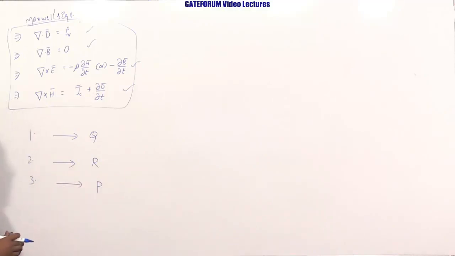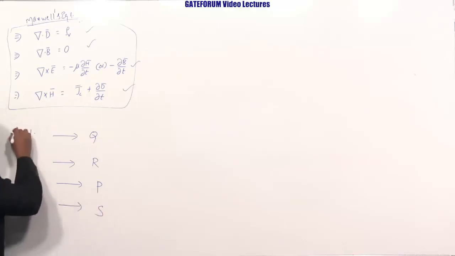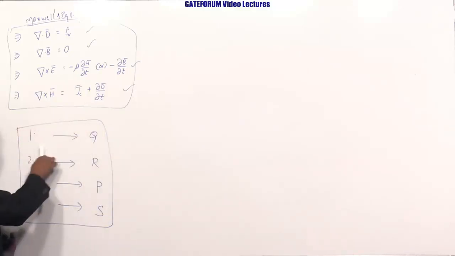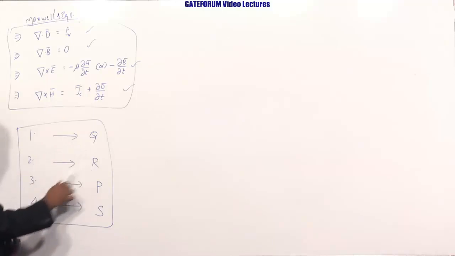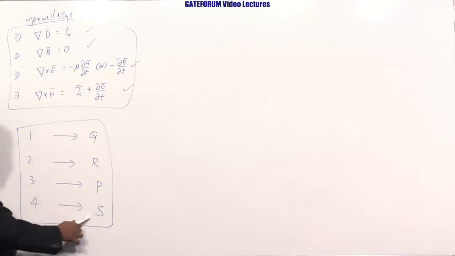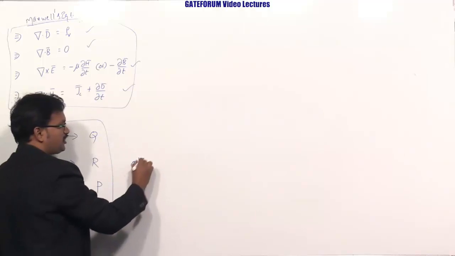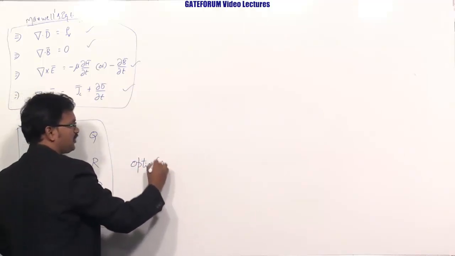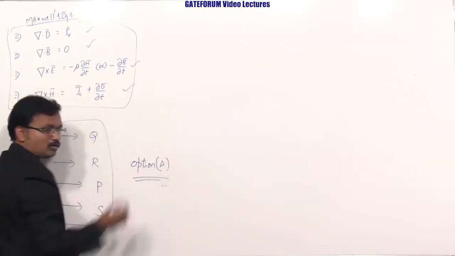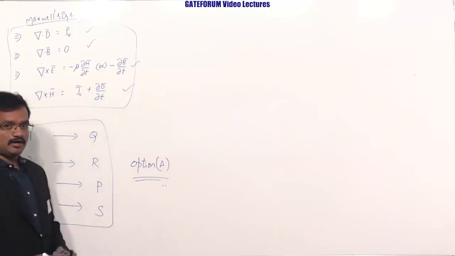Next, the fourth one, del cross H. Del cross H is equal to what? J plus dou D by dou T. So the fourth one will match to S. Okay, so which one is the correct option here? For the first one Q, second one R, third one P, fourth one S, and hence option A is correct. So this is the correct answer.